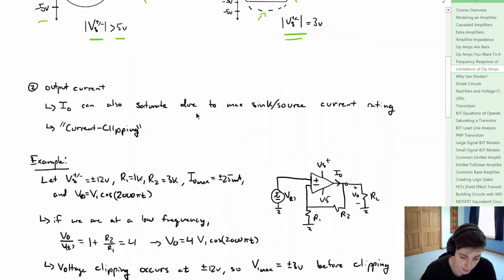We can also have current clipping. Now, typically, you'll see the output current, I/O, that can saturate due to a maximum sink or source current rating, and that'll be given in the datasheet.